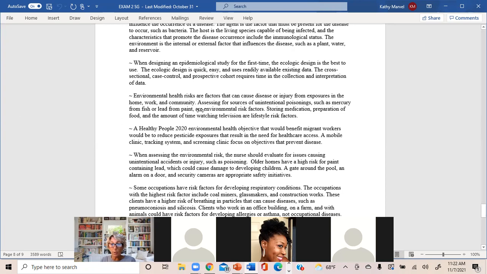Risks are unintentional poisonings, such as mercury from fish or lead from paint. These are environmental risk factors. Okay.